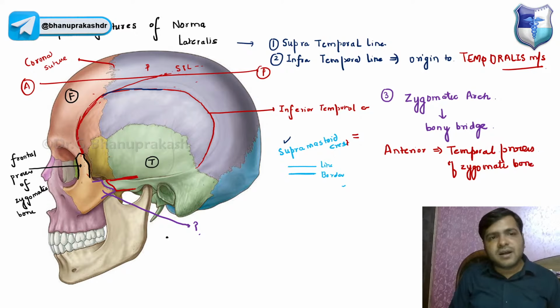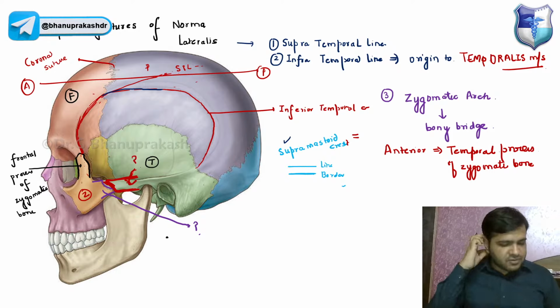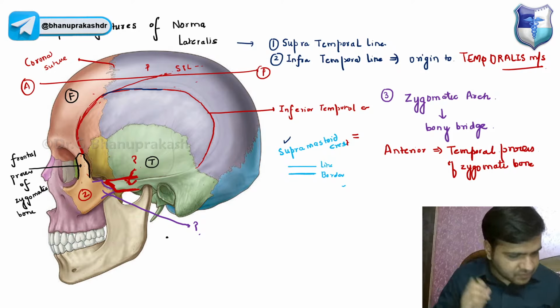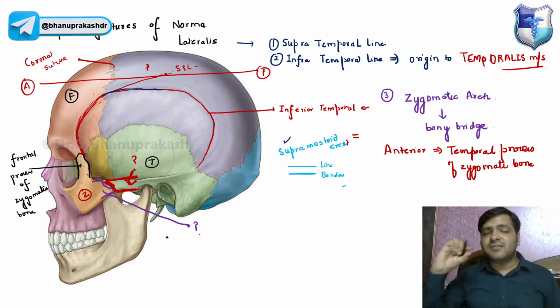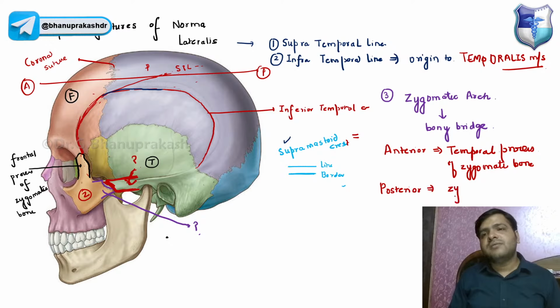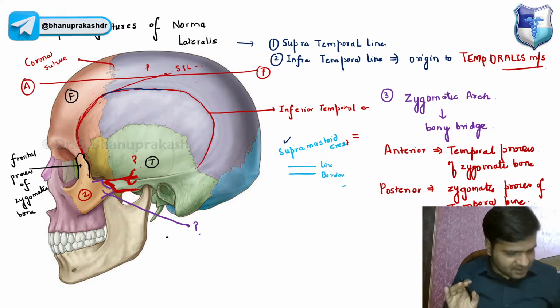Right? Posteriorly, if you look towards the back, you are going to tell me which process of temporal bone this is. It is going towards which bone? Zygomatic. So what will be the name of this process, guys? This is the part of the temporal bone. It is the process of the temporal bone going towards the zygomatic bone. So what will be the name? Posteriorly it is the zygomatic process of temporal bone. Right. Very good. Everyone is right.